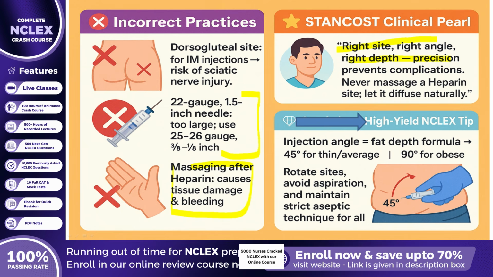Transitioning to the Stancoast High-Yield NCLEX. Tip: always recall this SMART formula. The injection angle depends on fat depth. For thin or average clients, use a 45-degree angle. For obese clients, use a 90-degree angle. Additionally, rotate injection sites regularly, avoid aspiration, and never massage after administering anticoagulants like heparin or enoxaparin to minimize the risk of tissue trauma and hematoma formation.